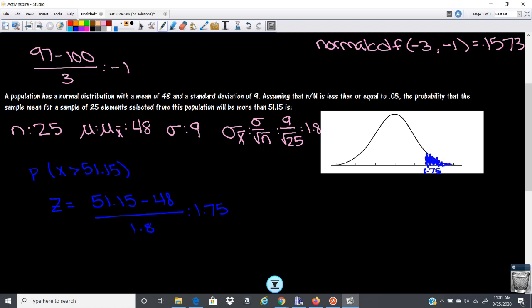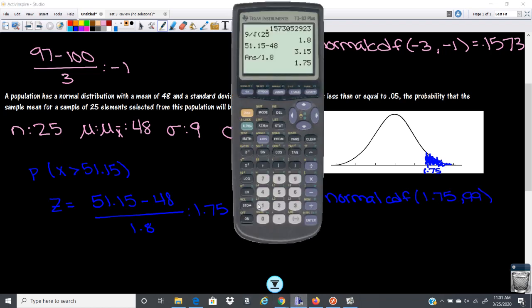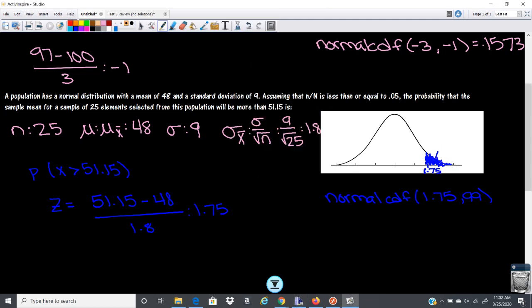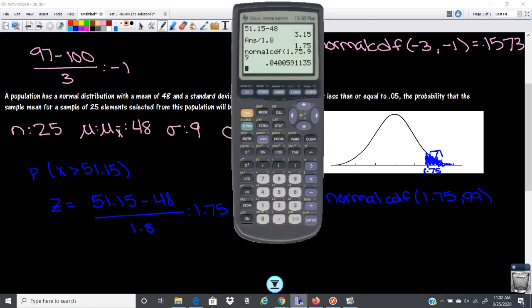So our lower limit is going to be 1.75. And we don't have an upper limit, so we're going to put that in as 99. So second vars, normal CDF, 1.75, 99. And that gives us 0.04, which is this area here. It went away. 0.0401.